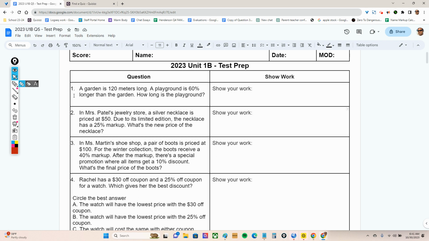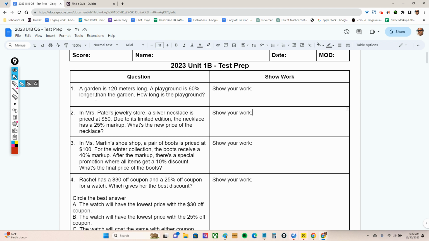Okay, so we have the first question. Let's go right to it. A garden is 120 meters long. A playground is 60% longer than the garden. How long is the playground?